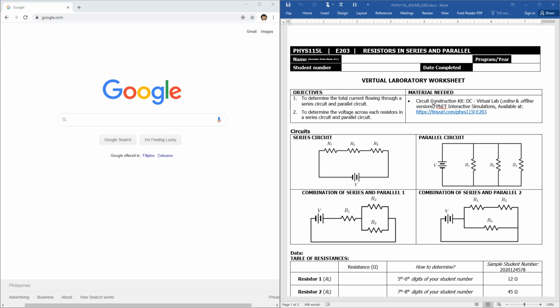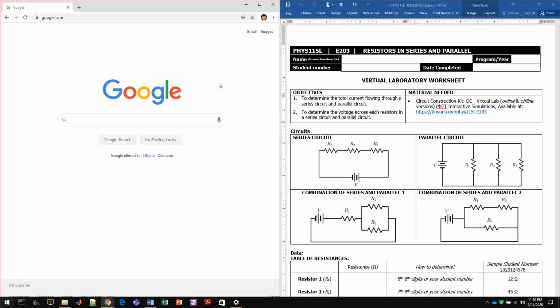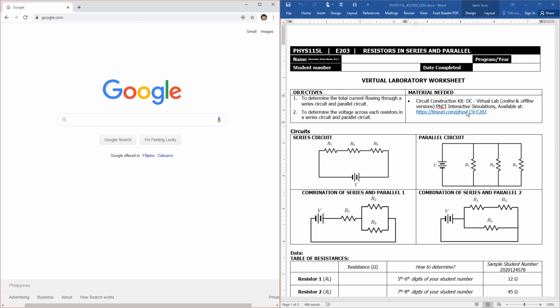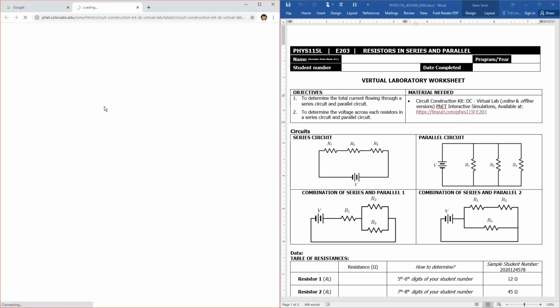So these are the materials that we're going to need. We're only going to need this virtual lab provided by PhET Interactive Simulations, available at this URL. Okay, so let's go straight to our URL. As we can notice, we are going to do 4 circuits. You're already familiar with reading such circuits from your senior high school. Right now we are loading our simulation.